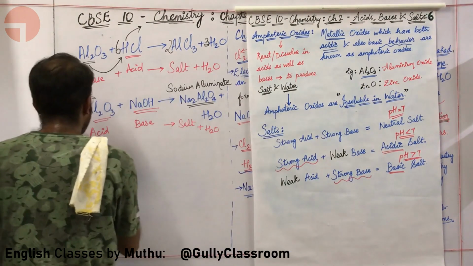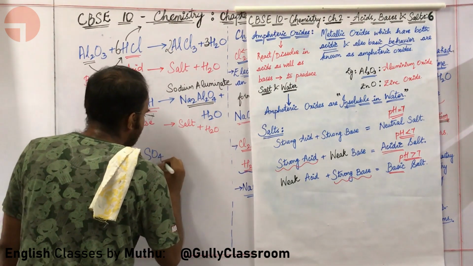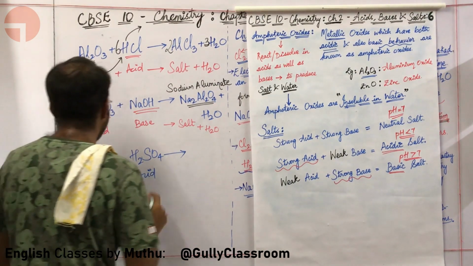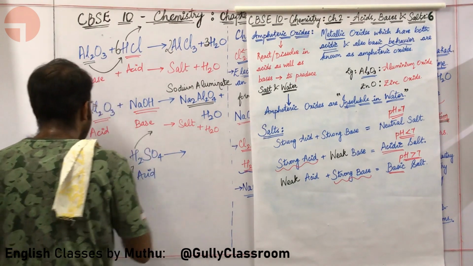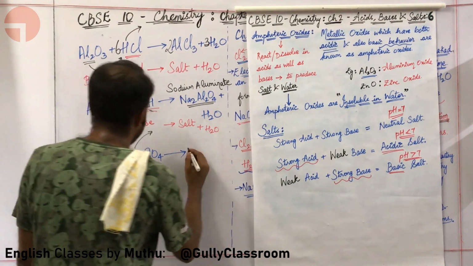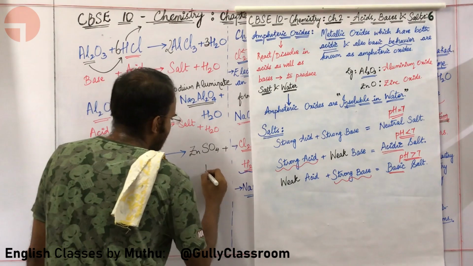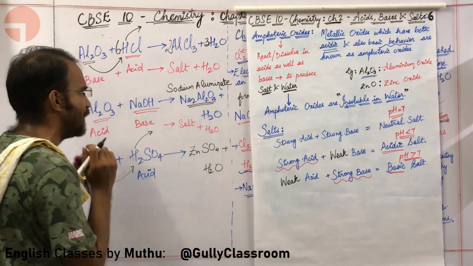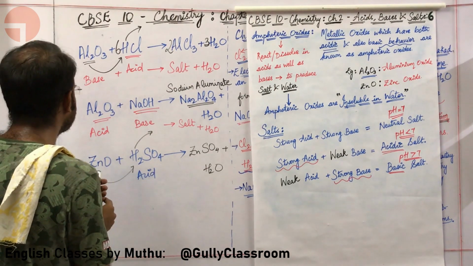Zinc oxide. Let us take zinc oxide. You are going to put zinc oxide with H2SO4 sulfuric acid. Okay sir, what is happening? Here zinc is more reactive than hydrogen. So zinc will displace hydrogen here. If zinc is displacing hydrogen, I will get ZnSO4 plus H2O. Okay sir, this equation is automatically balanced.